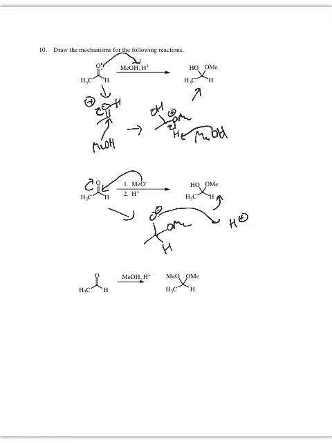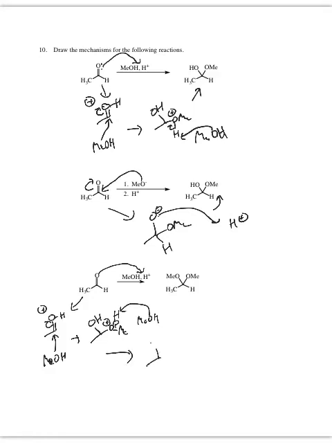In the third one, we're going from the carbonyl, and it will go through the hemiacetal that we saw up in the first mechanism on this page, and then go from there. So the first step we have to do is protonate the carbonyl, and then methanol will add into the carbonyl to give us the protonated hemiacetal. And then we remove the extra hydrogen from the hemiacetal.